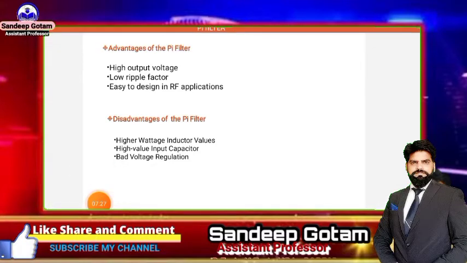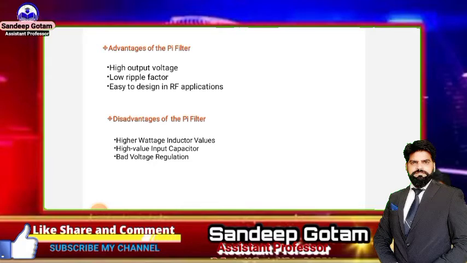So the first point of the advantages is basically high output voltage. The output voltage across the pi filter is quite high, making it suitable for most power related applications where a high voltage DC filter is basically required. Low ripple factor, it's very important. As I told you when I started this topic, we have to deal with the ripple factors.